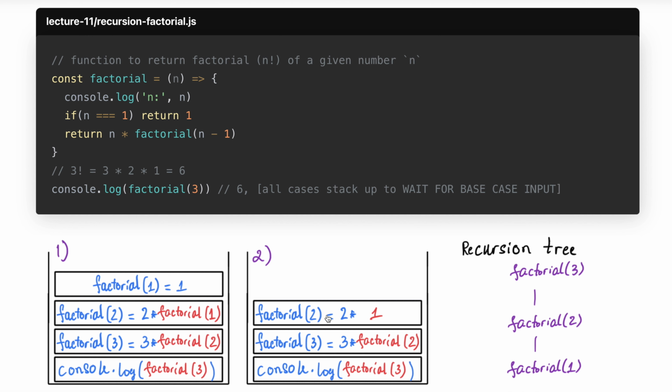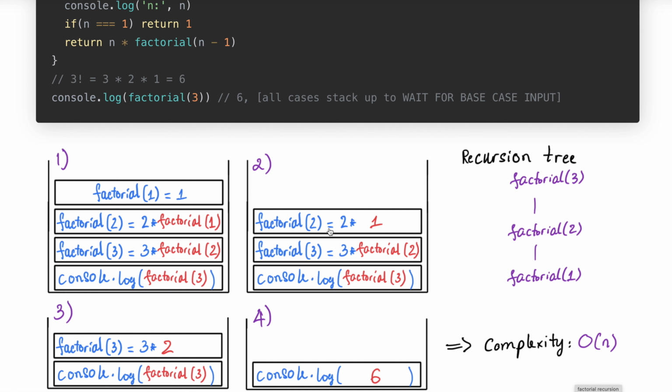And we go to factorial 2 equal to 2 multiplied with factorial 1, which is 1. Then factorial 2 returns 2 and finishes. Then we have factorial 3 equal to 3 multiplied with factorial 2, which is 2. Then factorial 3 returns 6 and finishes. And then we have our console.log of 6. So that's how recursion creates our desired values here. First we have 1, then we have 2, then we have 3.